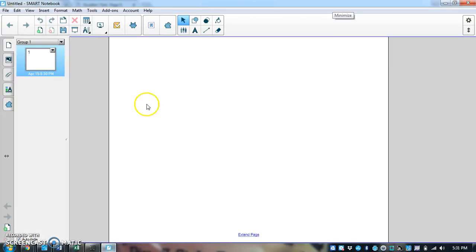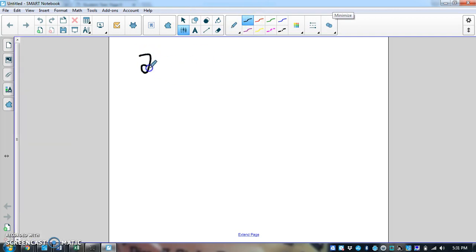So let's think about this. If I were to give you a simple equation, 10 is equal to 2h, how would you solve that? You would divide by 2 on both sides, and you get h is equal to 5.